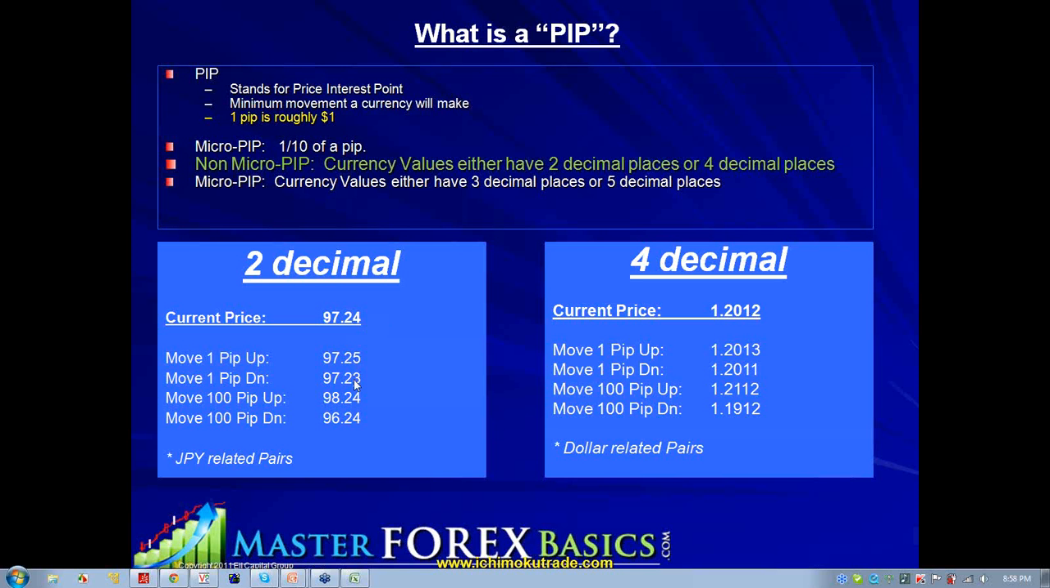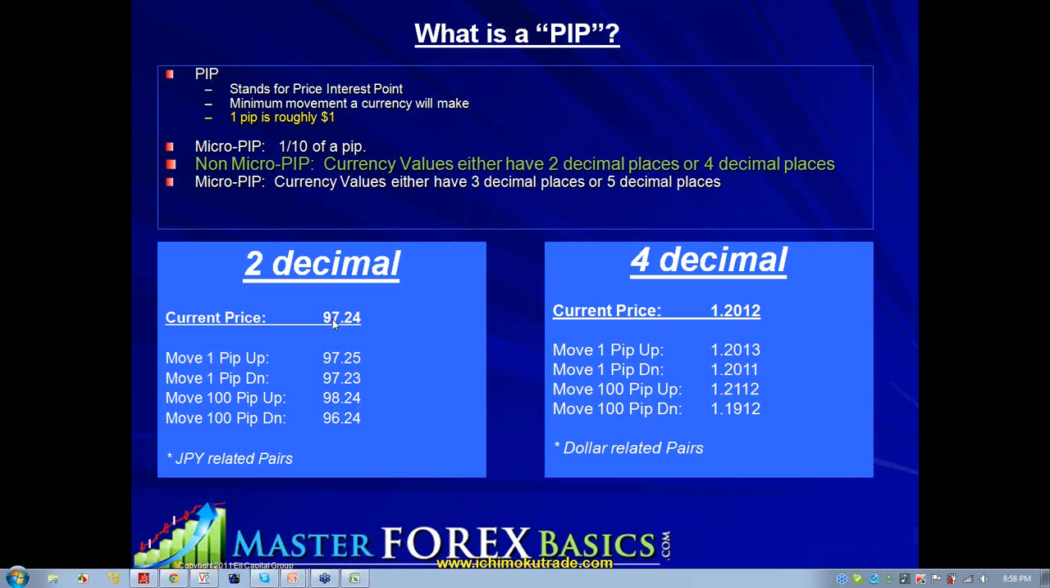That's going down 1 point, right? Yeah, but as you mentioned, 1 pip is roughly $1, right? Right. So if the current price is 97.24 and it goes up by 1 pip, it should be 98.24, no? No, that's going up by 100. That's the thing. That's the confusing part.